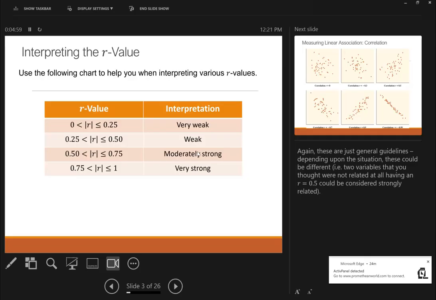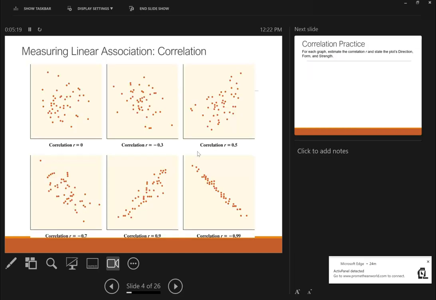Any questions on that? Would this be something you need to memorize? Yes. Although it should be pretty easy, right? The increments are all just by 0.25s and there's 4 statements. Everybody's okay? I don't think that's too bad. All right. Let's build some intuition about what these correlation numbers would look like.